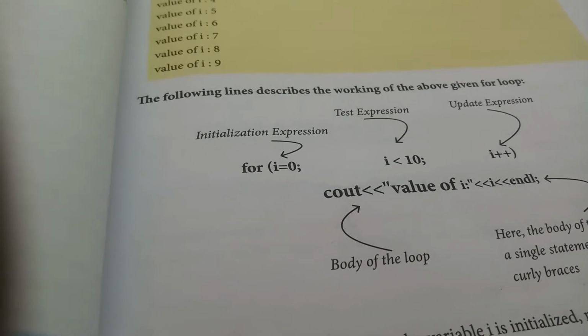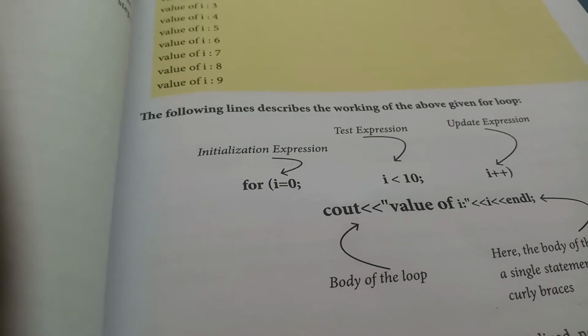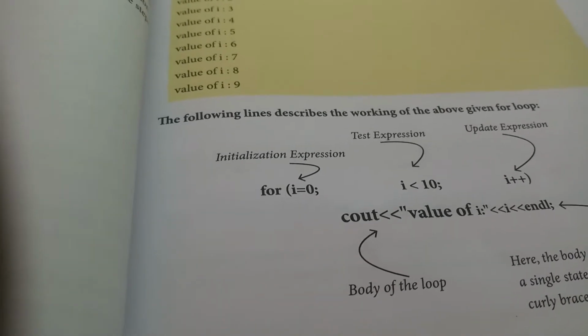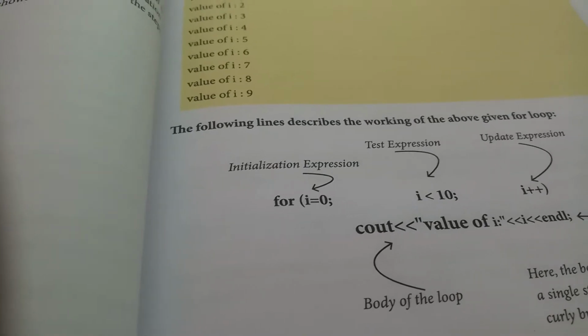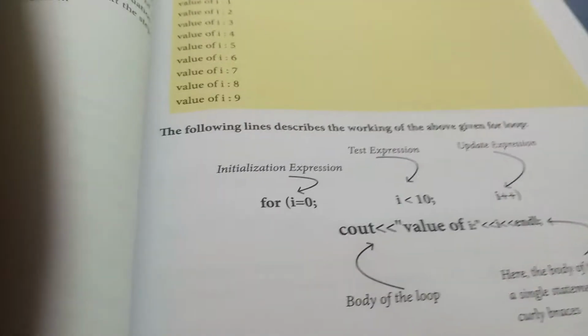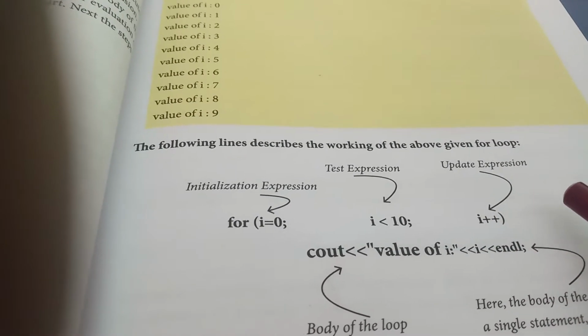We have already learned what an iteration statement is. We are using the iteration statement in the program. So one statement we will read is the for statement. How can we implement the for statement in a loop? The following lines describe the working of the above given for loop.